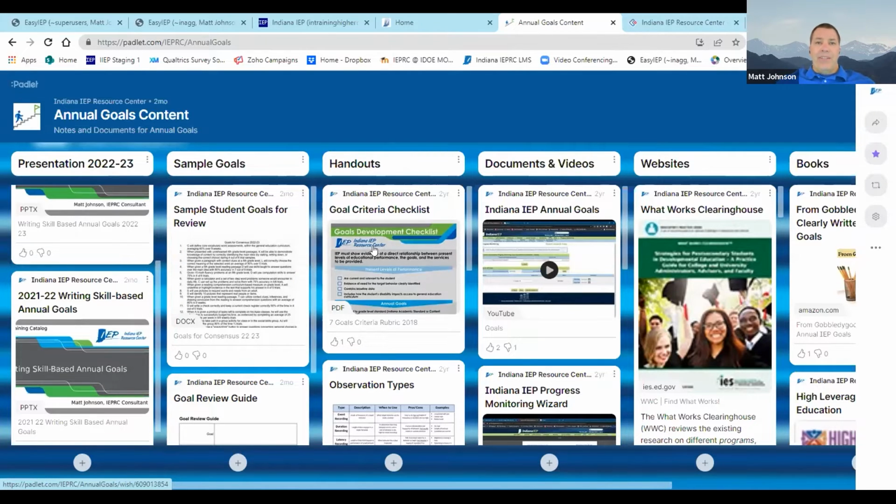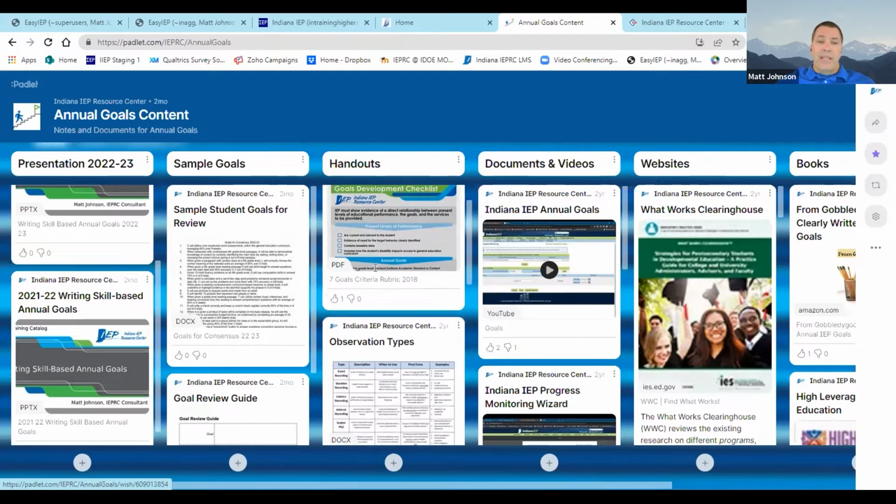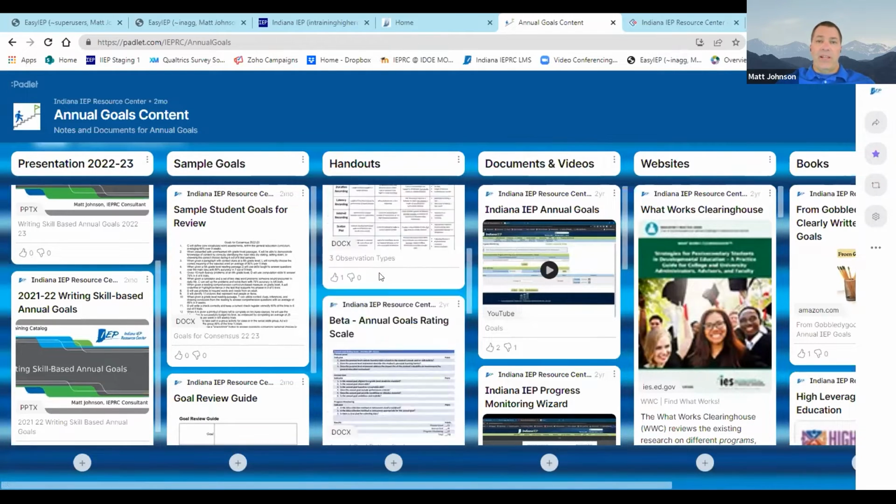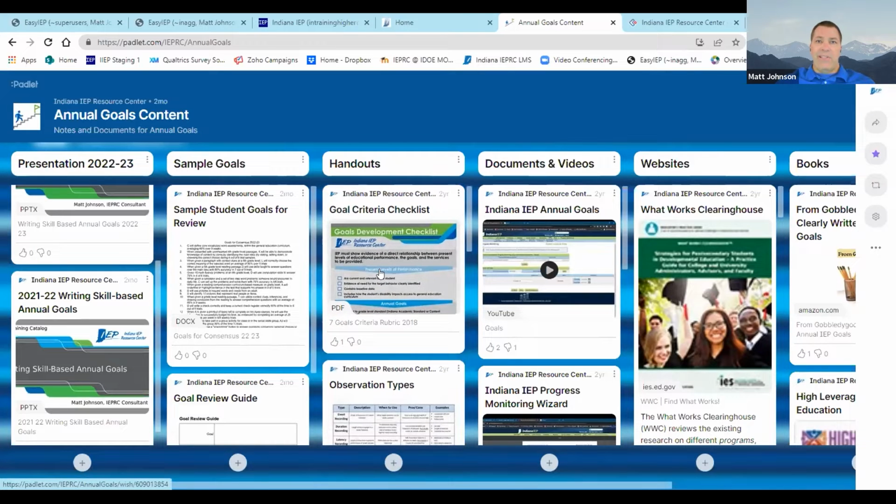This little checklist is something that I go through when I have an extremely short time to work with a group and talk to them about goals. We might focus just on the goal criteria checklist, which encapsulates a lot of what we're going to talk about in this short form. And then there's some other handouts that I'll reference as we start talking through some of the details of the presentation there and annual goals.